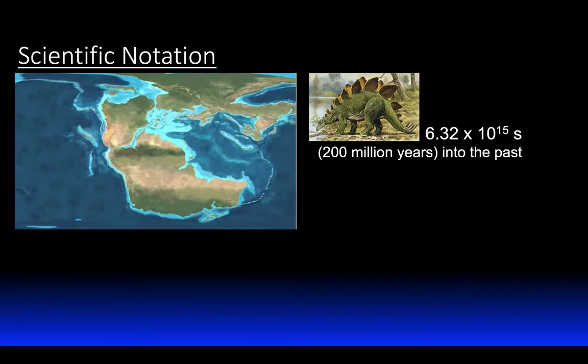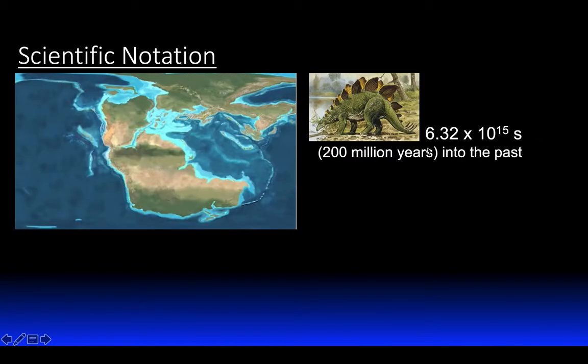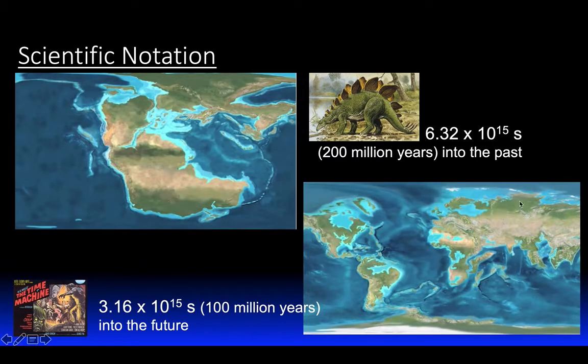If we go back even further, let's go back by a power of 1,000 times further. So instead of 10 to the 12 seconds ago, I'm going back 10 to the 15 seconds ago, plus some change. I could go around riding on a stegosaurus and the world map looked like this. If instead I want to go 3 times 10 to the 15 seconds into the future, or about 100 million years into the future, the world map will look probably something like this.